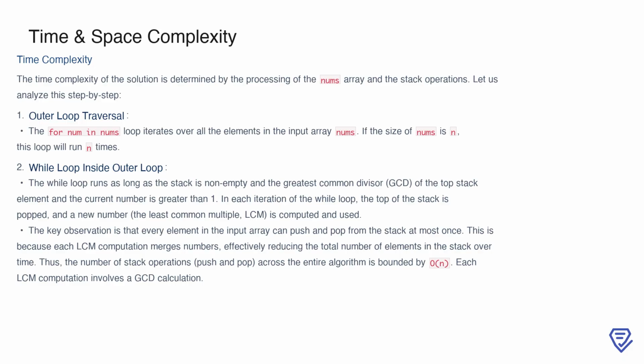The key observation here is that each element in the array can be pushed onto and popped from the stack at most once. Why? Because every time we compute the least common multiple, or LCM, during a pop operation, we effectively merge numbers, reducing the total number of elements in the stack. This means the total stack operations, pushing and popping, are bounded by O(n). Since the LCM computation involves a GCD calculation, we'll delve deeper into its cost next.